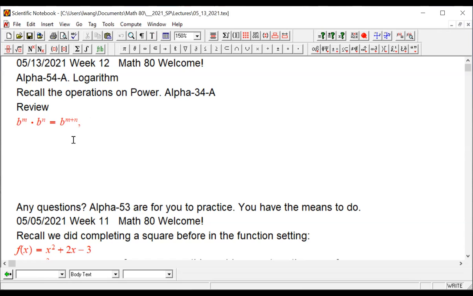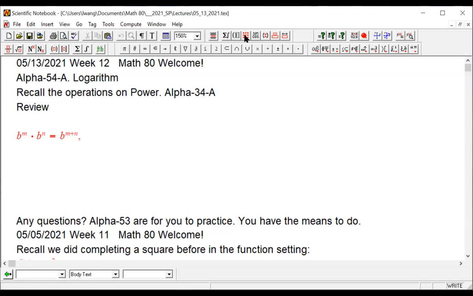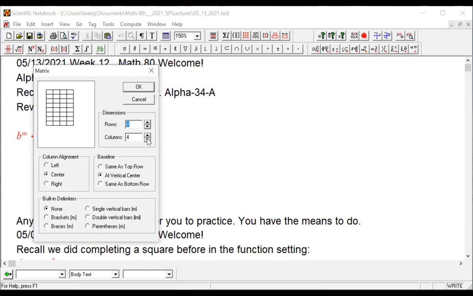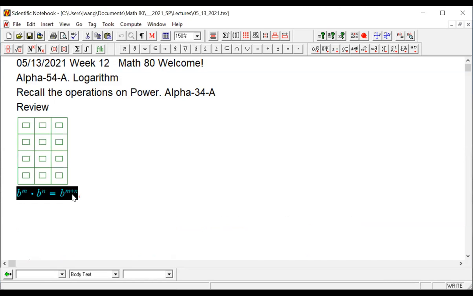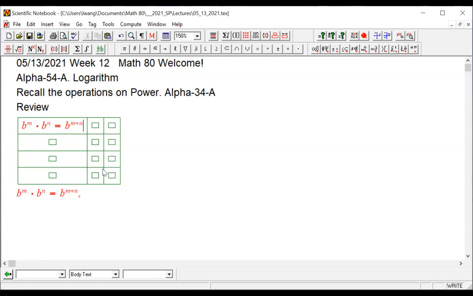We have also studied, I'm going to put this on a table. I think at the time we set up a table. When we have a table, it's a little bit easier for us to transport. So let's start with this table: b to the power of m multiplied by b to the power of n. I want you guys to look at 34A.